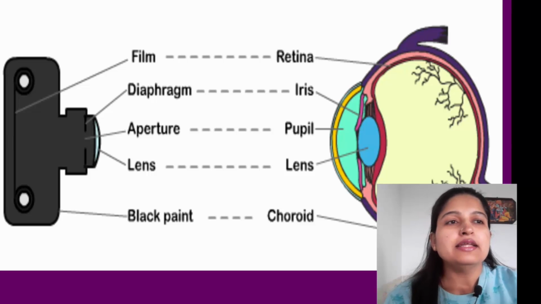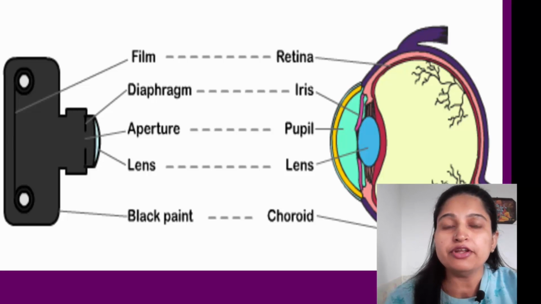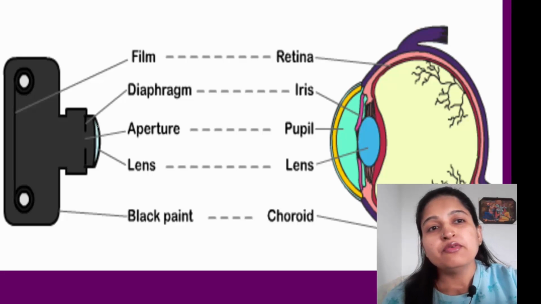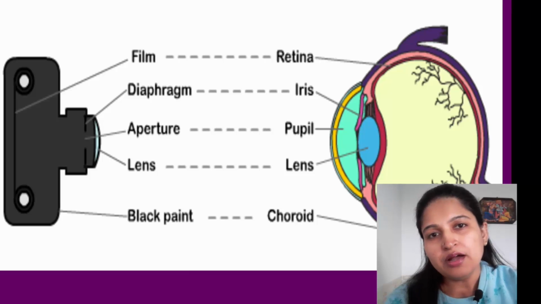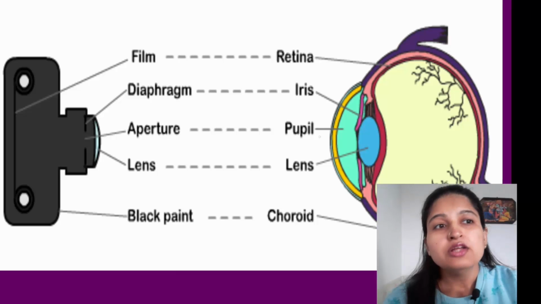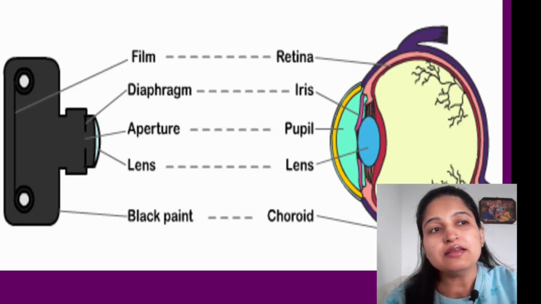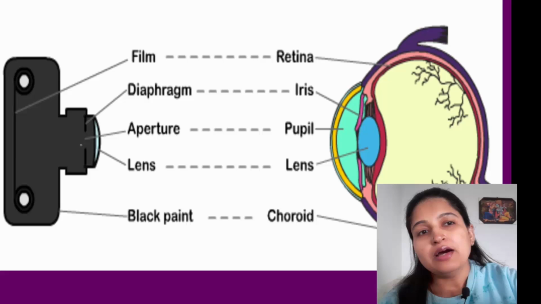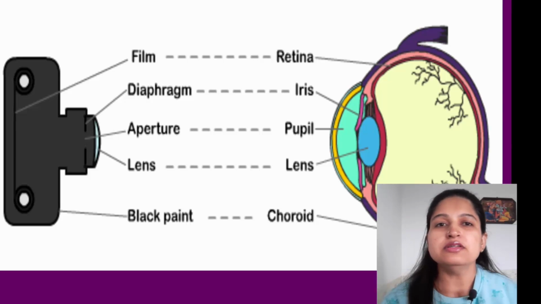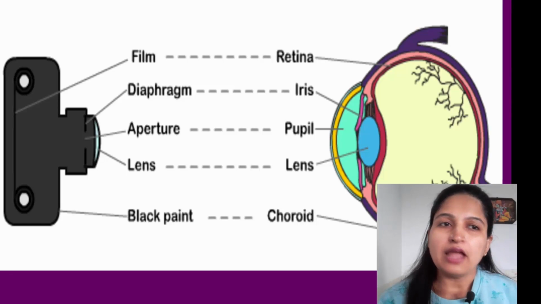Okay, and in our eyes we have this iris to control the amount of light entering into our eyes, and in the camera we have this diaphragm. The diaphragm controls the amount of light entering into the camera, and the aperture is the hole. Similarly, in our eyes the pupil is a narrow hole through which light enters, and in a camera the aperture is a narrow hole through which light enters, and the diaphragm controls the amount of light entering into the camera.